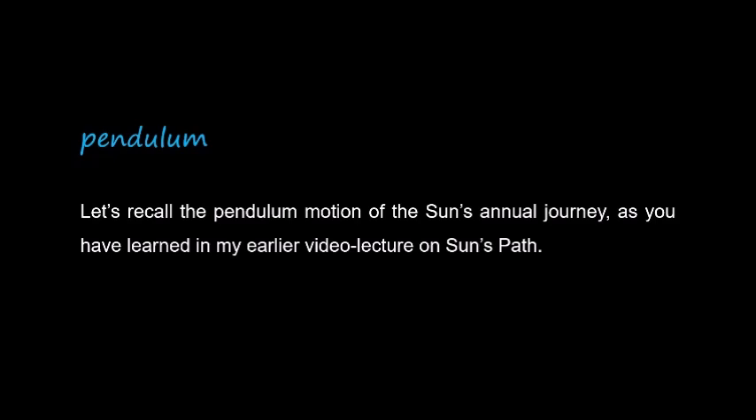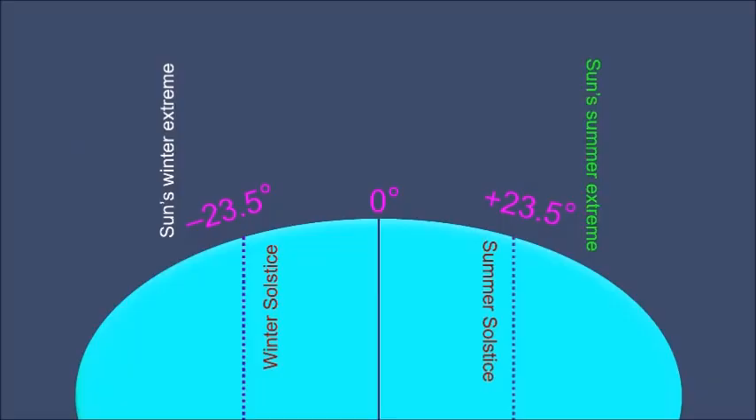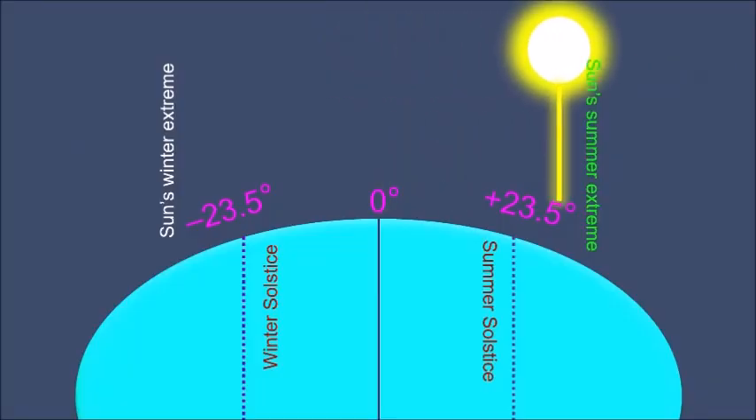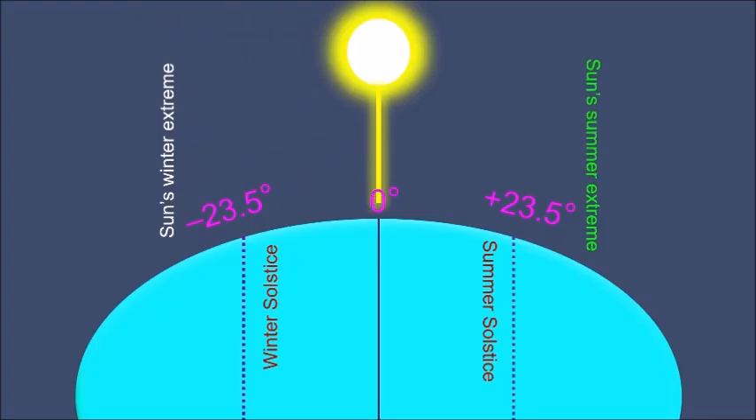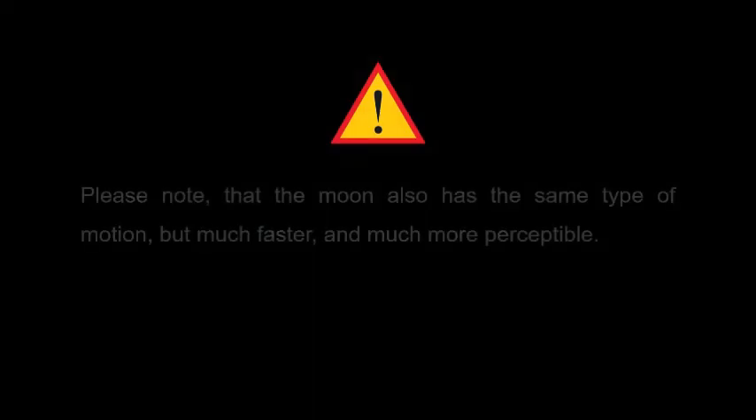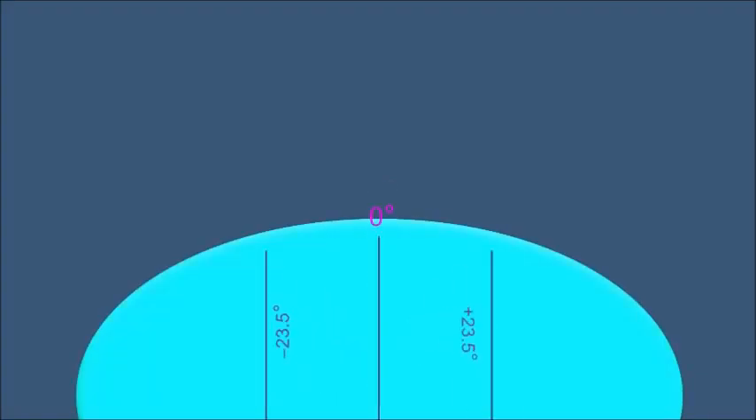It passes the midpoint at fast pace, slows down, halts at turnaround points, changes direction, and swings back and forth between the two extremes. Midpoint of the Sun's annual pendulum swing is the equator, the 0-degree declination, whereas the two turnaround points are Sun's northbound and southbound maximum declinations, plus 23.5 degrees up north and minus 23.5 degrees down south. Now, please note that the Moon also has the same type of motion, but much faster and much more perceptible.